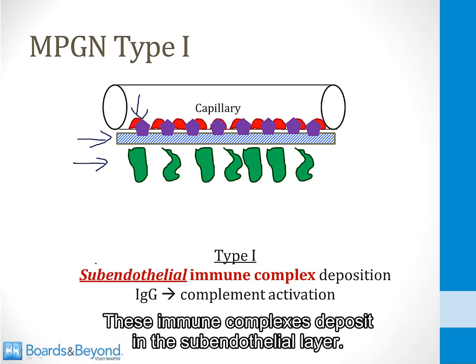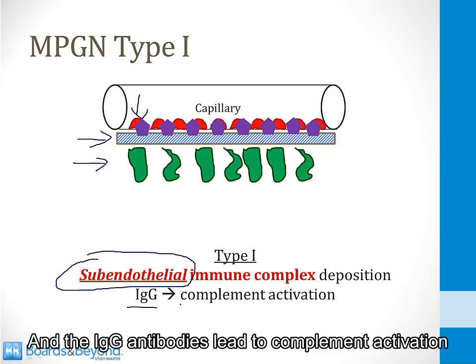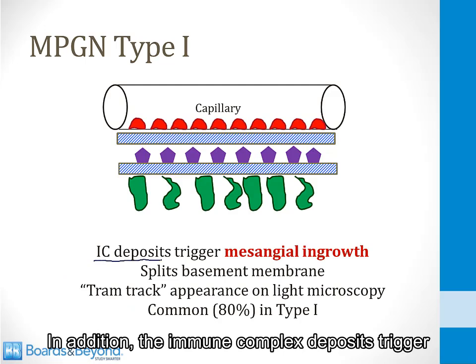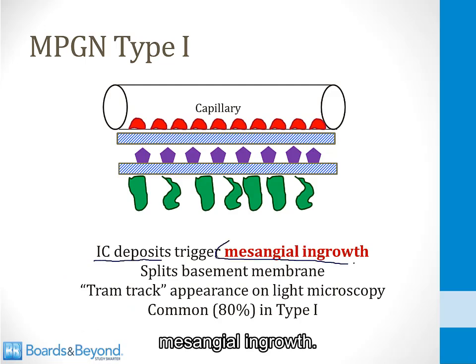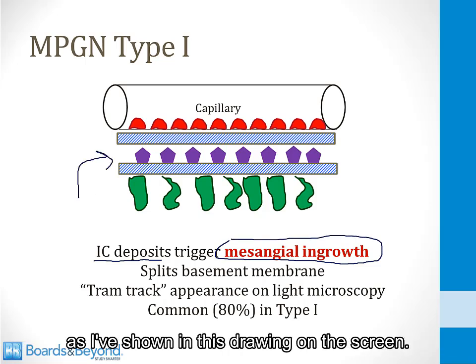Immune complexes, which include IgG antibodies, are shown in purple in my drawing beneath the red endothelial cells. These immune complexes deposit in the subendothelial layer. This is what they're going to want you to know for step 1. And the IgG antibodies lead to complement activation and inflammation. In addition, the immune complex deposits trigger mesangial ingrowth. The mesangial ingrowth splits the basement membrane, as I've shown in this drawing on the screen.